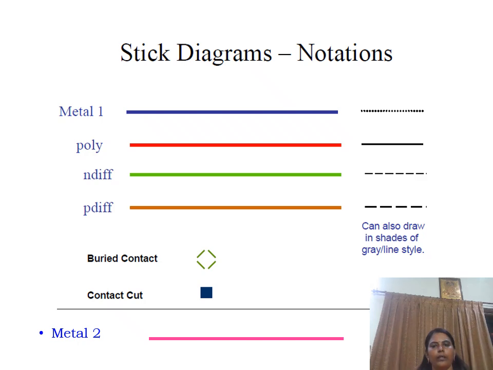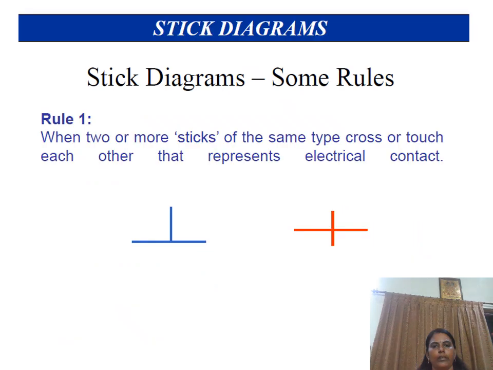In a stick diagram, we have to strictly follow the colors. We have to draw the stick diagram with the help of color pencils or color markers. In a stick diagram, we predominantly use 5 colors. The blue color is assigned for metal and the red color is assigned for poly or gate layer. The green color is assigned for N diffusion. Then the yellow color is assigned for P diffusion and black is assigned for contact points.